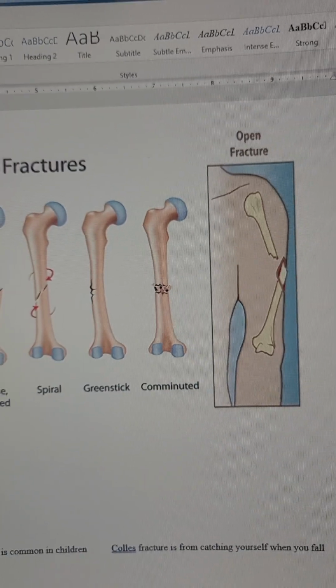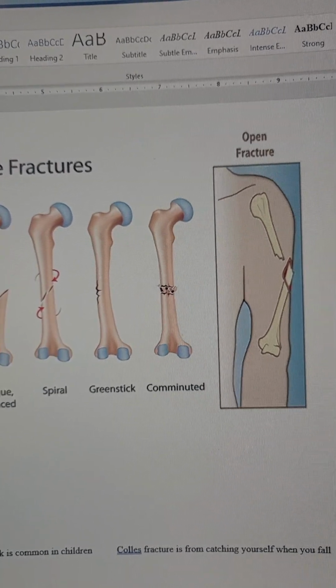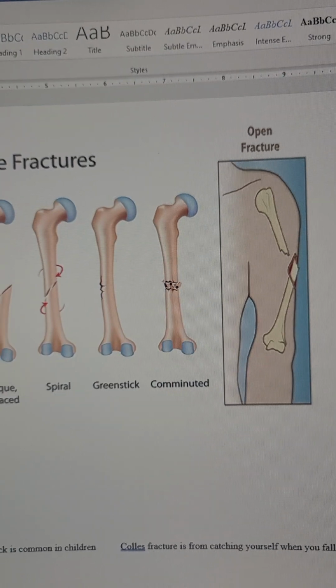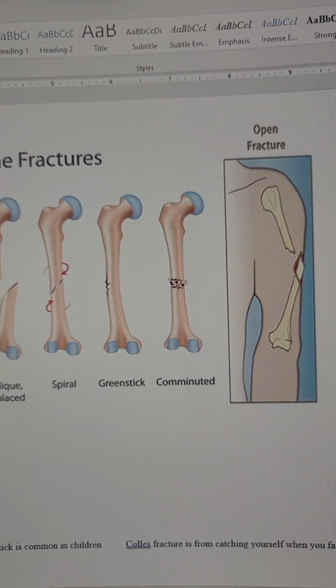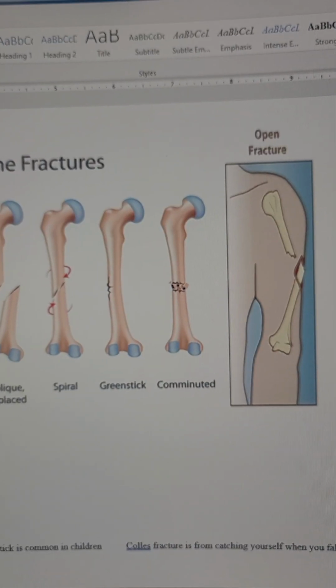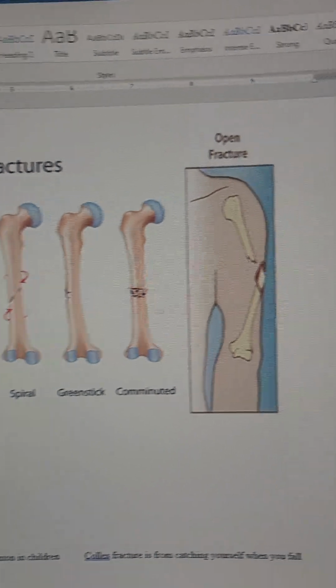Next we have the comminuted. The comminuted is the most difficult to repair because you can see that there are many fragments that have occurred in this type of fracture. These generally will require a surgical intervention, and that would be rods, pins, screws, plates. We will talk about that when we get further on into the chapter.